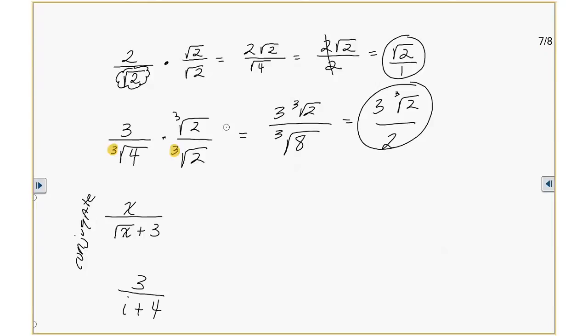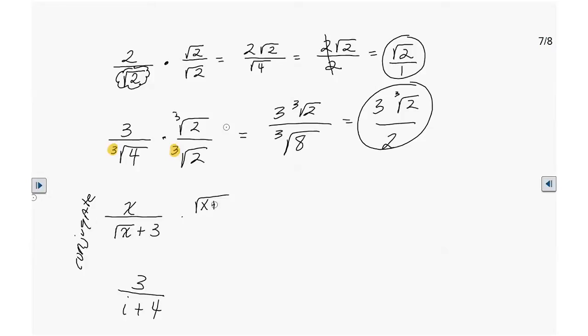C-O-N-J-U-G-A-T-E, conjugate. Conjugate means opposite, or the opposite operation. The conjugate of A plus B is A minus B. The conjugate of A minus B is A plus B. So if you ever want to get rid of a radical in the denominator, and the denominator is a sum or a difference, you use the conjugate, because that will give you, shortcut number 3 in the denominator.